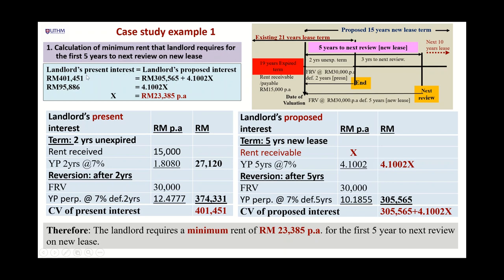The landlord's present interest valuation can be referred to in the working answer at the bottom here, which is the landlord's present interest for the term of 2 years unexpired, where the landlord receives 15,000 per annum for the next 2 years. The value of this term of 2 years is 27,000, based on the YP 2 years at 7%. And then we work out the reversion value.